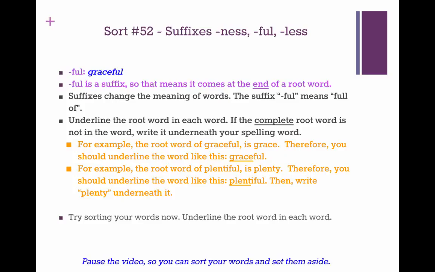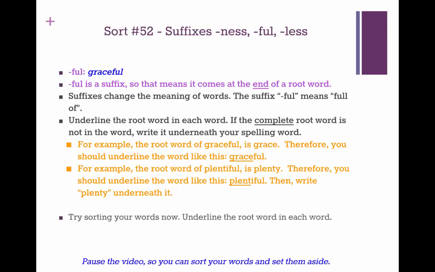Alright, next we have graceful, and that's for the category of full, F-U-L. Notice it's spelled a little bit different than the word full, F-U-L-L. Full is a suffix, so that means it comes at the end of a root word. Suffixes change the meaning of words. The suffix full means full of. So if you're graceful, then you're full of grace.